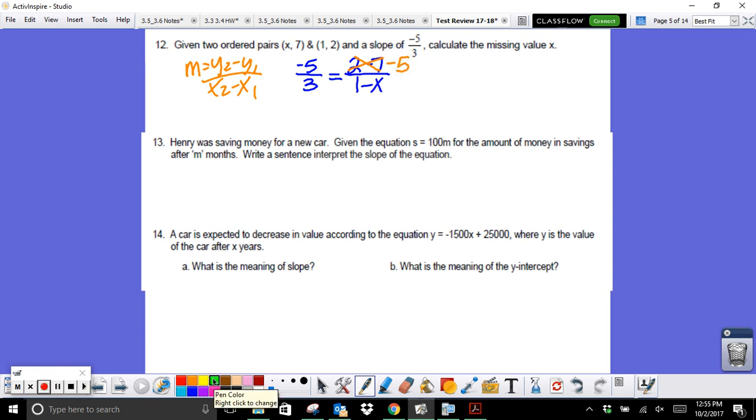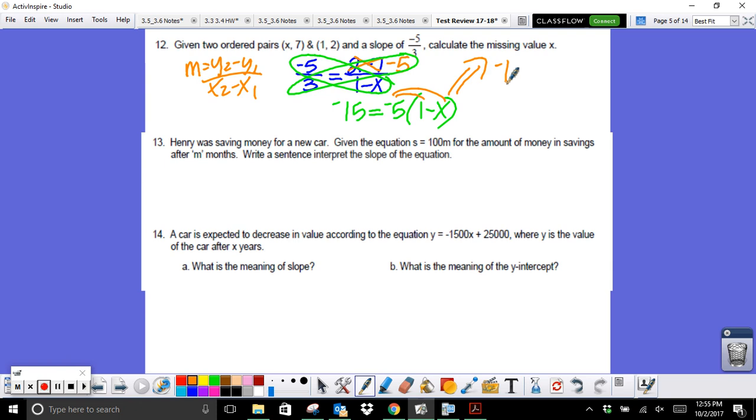Now what we have here is a proportion. And so I'm going to cross multiply to solve this proportion. 3 times negative 5 is negative 15. And I'm going to do this other cross. I would advise you to write this out. So that's negative 5 times 1 minus x. And then distribute. Now try to distribute in your head because you're going to miss something. Okay, so I've got negative 15 equals, that's going to be negative 5 plus 5x. And I'm going to add 5 to both sides. So negative 10 equals 5x.